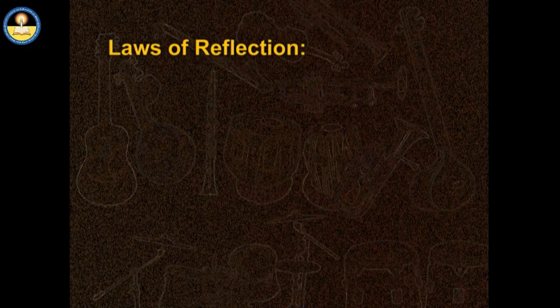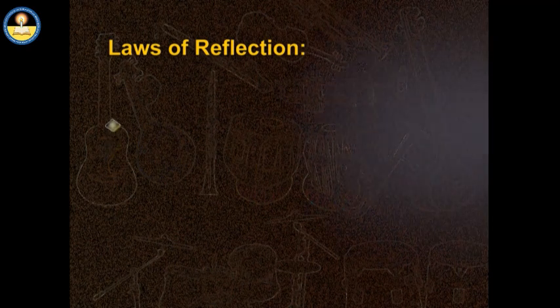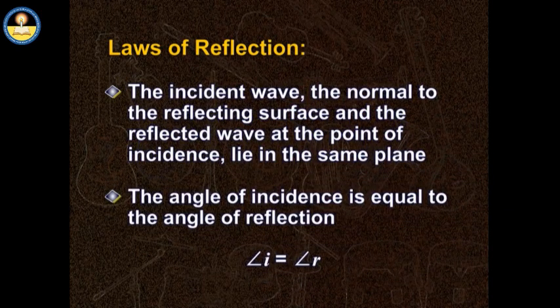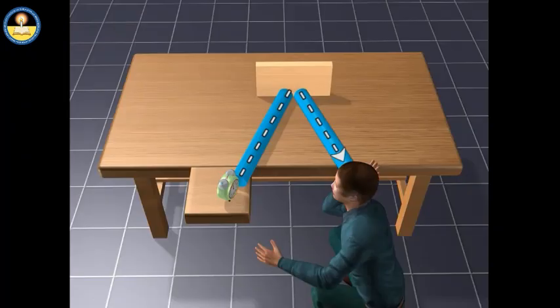Laws of reflection: The incident wave, the normal to the reflecting surface, and the reflected wave at the point of incidence all lie in the same plane. The angle of incidence is equal to the angle of reflection. An obstacle of large size is required for reflection of sound waves.